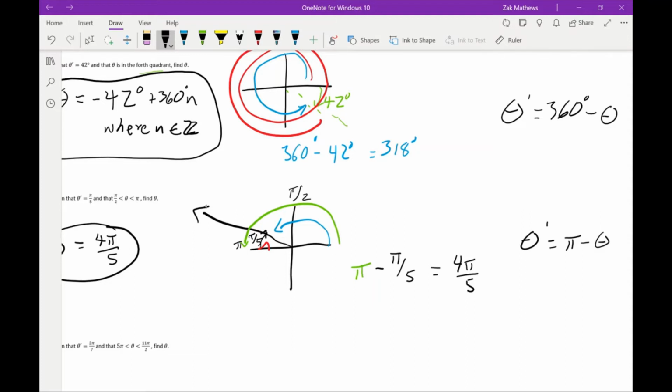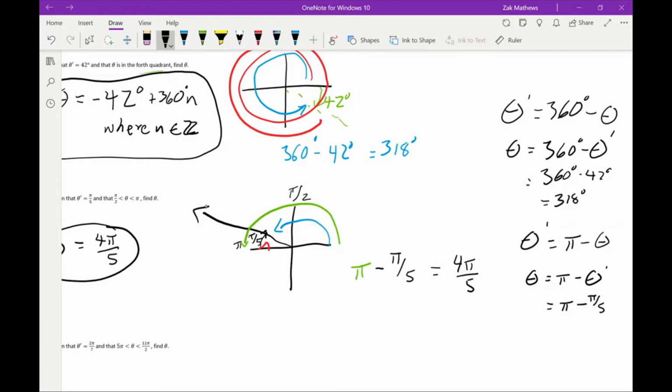We could take these formulas and we could solve them for that theta if we wanted to. So I'd have to take my theta, I'd add it over, and I'd subtract my theta prime. And this should work. So if we take 360 minus the 42, we get back to the same 318 that we had done in blue a few minutes ago by referring to the graph. In our second example, we could take theta, we could add it over, we could subtract the theta prime, so theta should be equal to pi minus theta prime, which would mean we'd have pi minus the reference angle of pi over 5. That's exactly what we did, and we got an angle of 4 pi over 5.